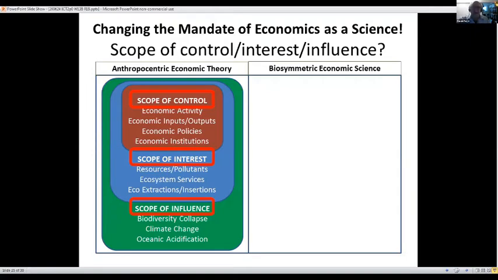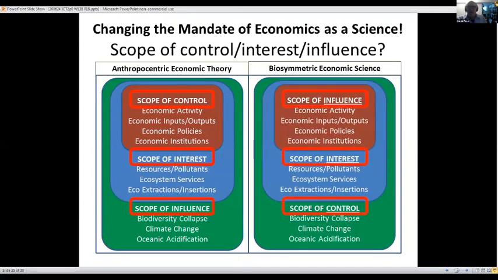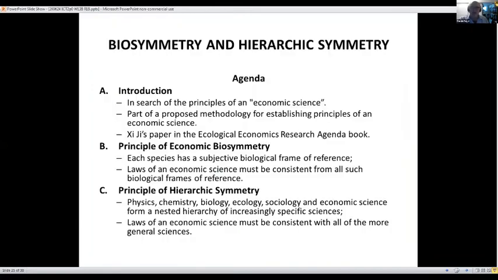So the mandate of modern economic theory is economic activities, inputs, outputs, policies, institutions. The scope of interest is the stuff you can make money from, and the rest are the externalities that are discarded. Under biosymmetric economic science, this is flipped around. The mandate of an economic science would become the things that we find to be existential threats: biodiversity collapse, climate change, oceanic acidification, and so on.